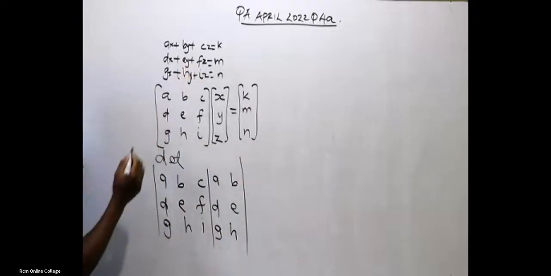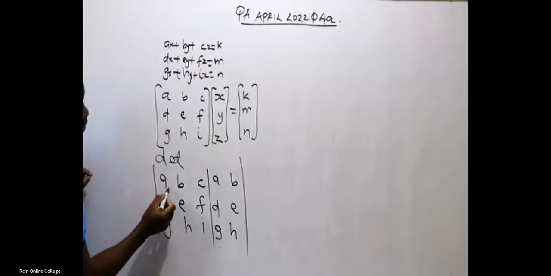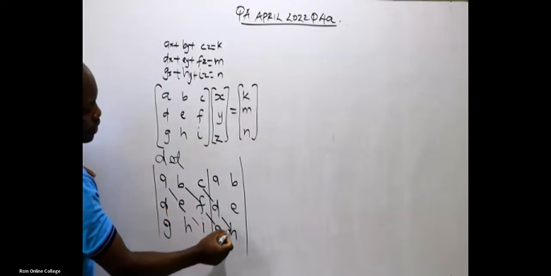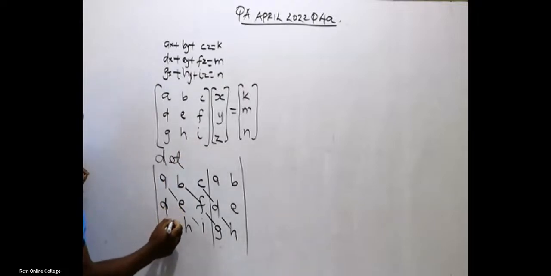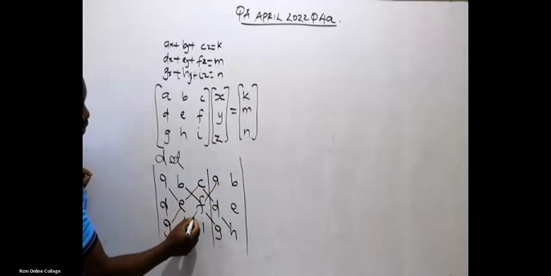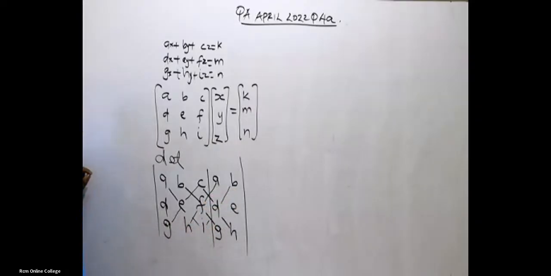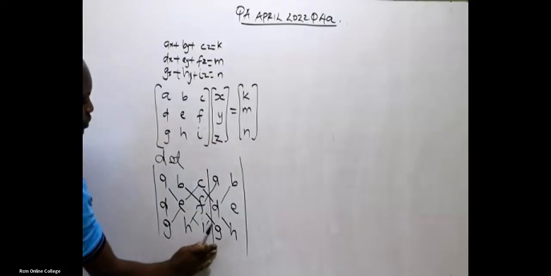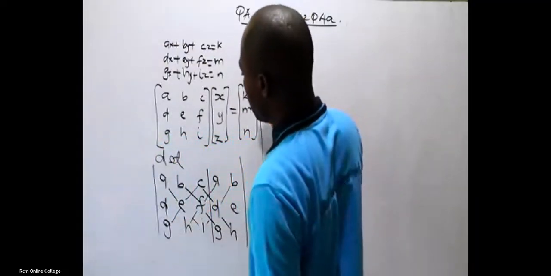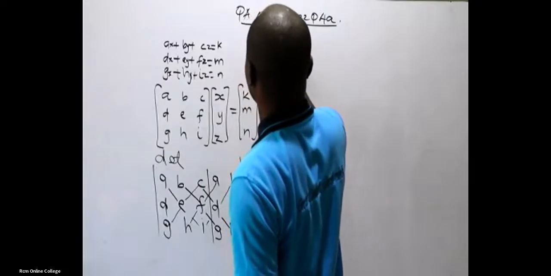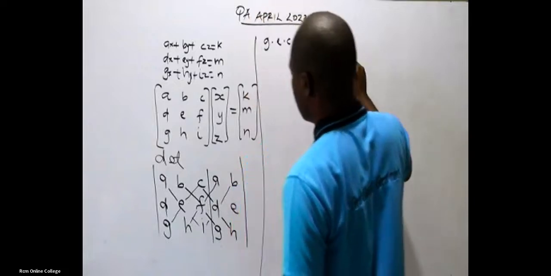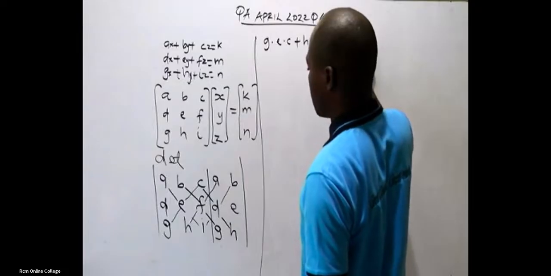Then, of course, it is a 3 by 3 matrix, so you must have 3 lines. I'll have this first part going in this direction: B, F, G, then C, D, H. Then the other side: G, E, C, then A, F, H, then B, D, I. For us to get the determinant, we'll take G times E times C, plus H times F times A, plus I times D times B.